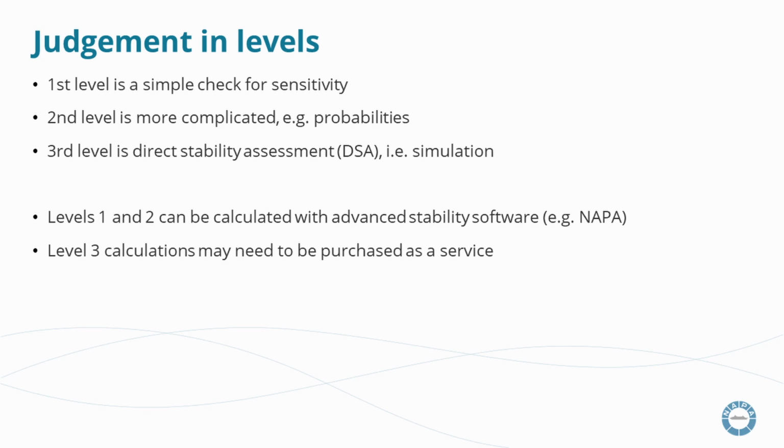The first level for the criteria is a simple check for sensitivity of the failure mode in question. The second level is more complicated and involves probabilities, while the third level is a direct stability assessment involving simulation. From these, levels 1 and 2 can be calculated using an advanced stability software such as NAPA, while level 3 calculations might need to be ordered as a service.